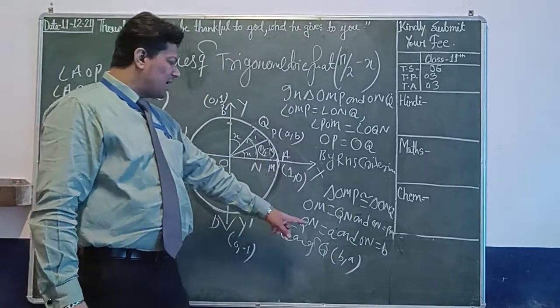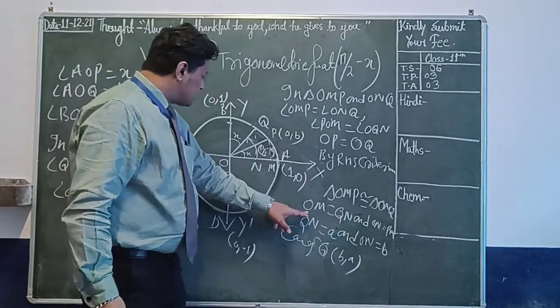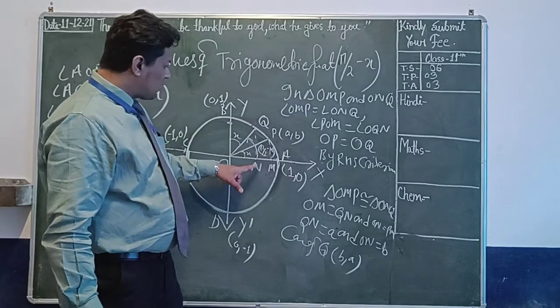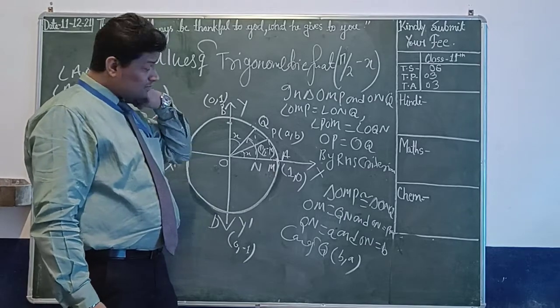Qn is equal to A and On is equal to B. How is Qn equal to A? Because Qn is equal to OM. Is it clear? Getting my point?